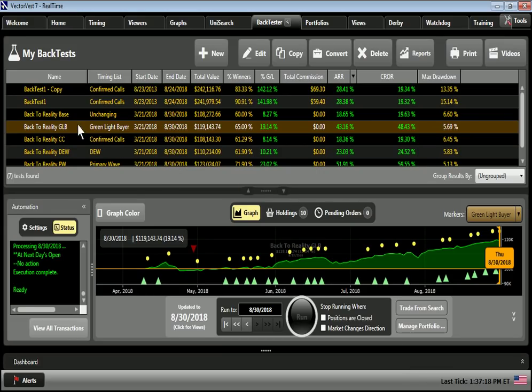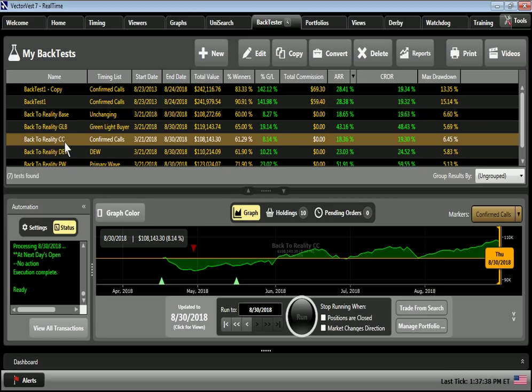Now I imported some market timing along with some stocks. Well, what if the green light buyer is a little fast for you? Well, this is not only taking your portfolio into reality, but it's also taking it into your own real reality, how you invest in the market. I did a test with the confirmed calls. Same setup. This one only finished with 8% to the upside, annualized out to 18%, 6.45% max drawdown. Notice that the green light buyer, 43% annualized with a 19% gain, 65% winners.